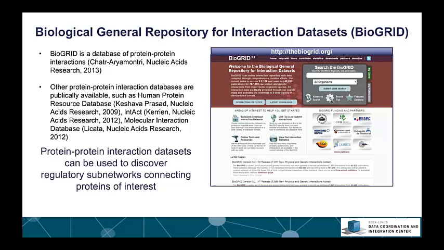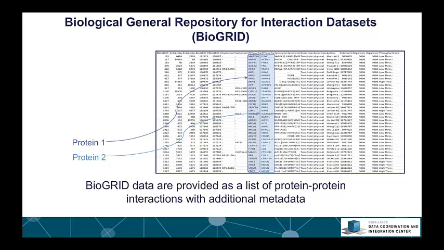The BioGRID dataset reports physical interactions between proteins that have been detected using high-throughput or low-throughput detection techniques. Many protein-protein interaction databases exist, such as HPRD, INTACT, and MINT. Protein-protein interaction data are useful for understanding functional relationships between proteins. The BioGRID dataset is structured as a list of interacting protein-protein pairs. This defines an unweighted graph. However, because all nodes are of the same type, they're all proteins, it is not a bipartite graph, which connects nodes of different types.